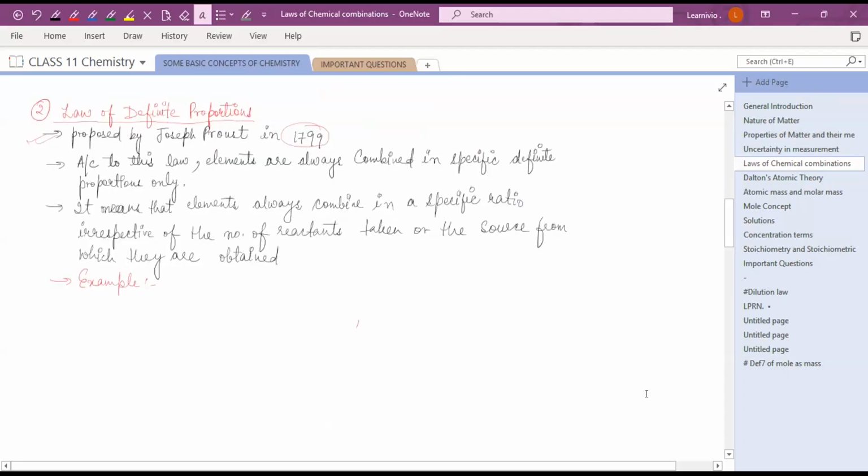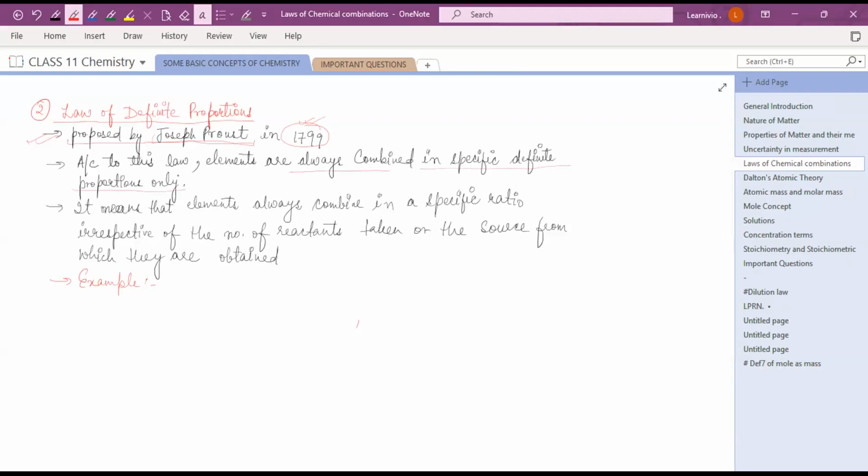Okay. So second law is law of definite proportion. Now see what is law of definite proportion. It is the law which is proposed by Joseph Proust. Okay, the scientist's name you have to remember, Joseph Proust. In 1799 he gave this law. Now, according to this law, elements are always combined in a specific proportions only.